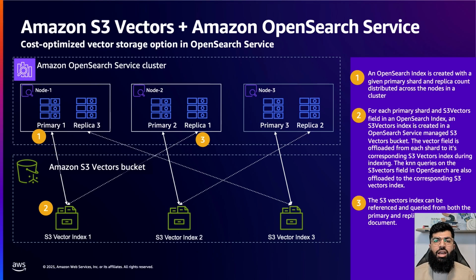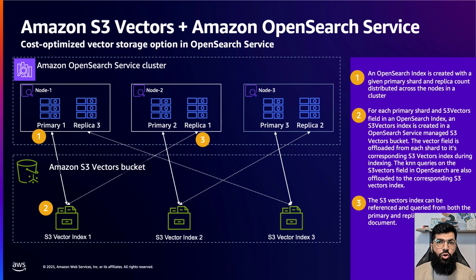Here's the key part. For each primary shard and S3 vector field in your OpenSearch index, a single S3 vector index is created behind the scenes. So if you have 3 shards, you'll actually have 3 S3 vector indexes, each corresponding to a primary shard. This design has significant implications for scalability. For read operations, both primary and replica shards read from the same S3 vector index corresponding to that shard.